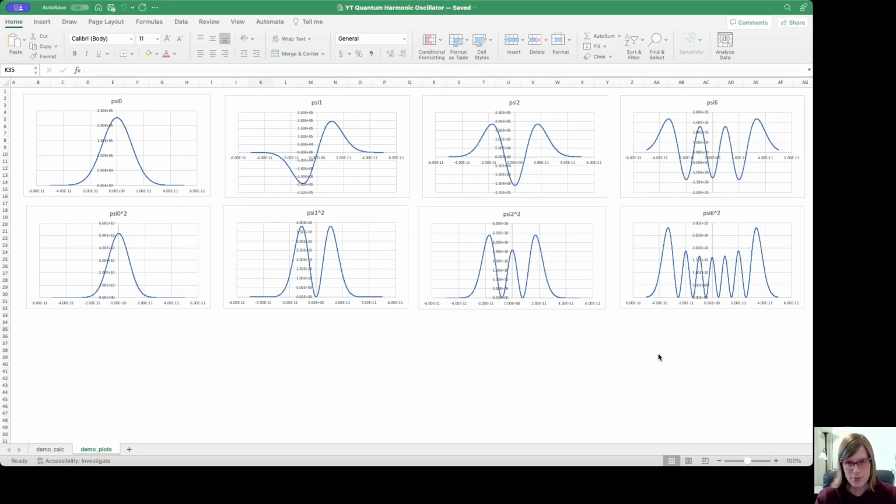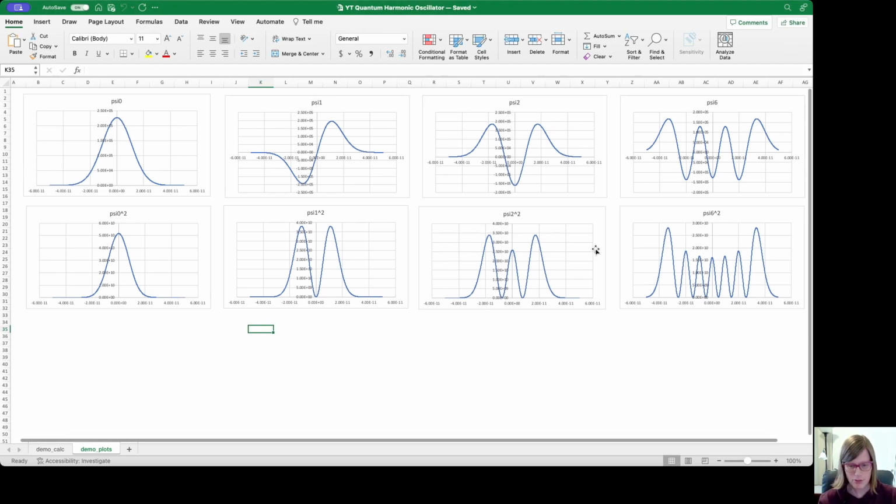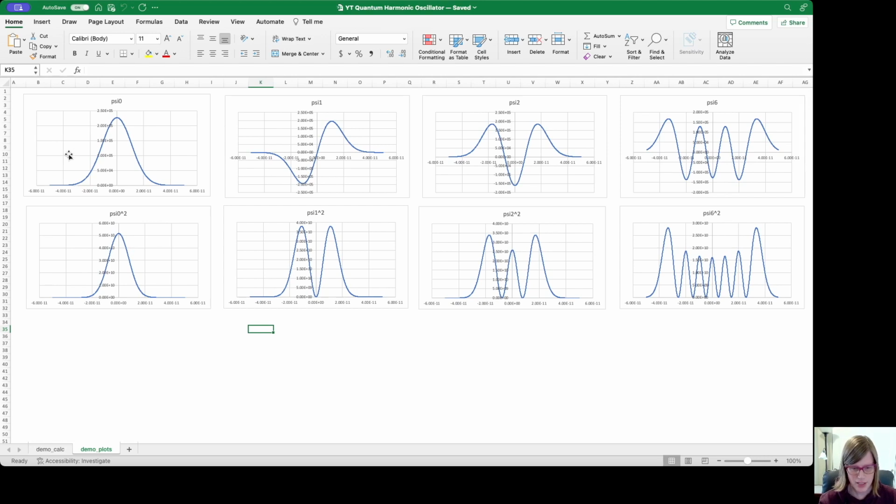Okay, so let's look at the spreadsheet we're going to build before we actually dive in and build it. So the ultimate goal of the spreadsheet will be to create the 8 plots that you see here. On the upper row are the wave function plots themselves, and on the bottom row are the squares of the wave functions. The square of the wave function is the probability density, and where those peaks are highest are the places that the quantum harmonic oscillator's particle is most likely to be found.